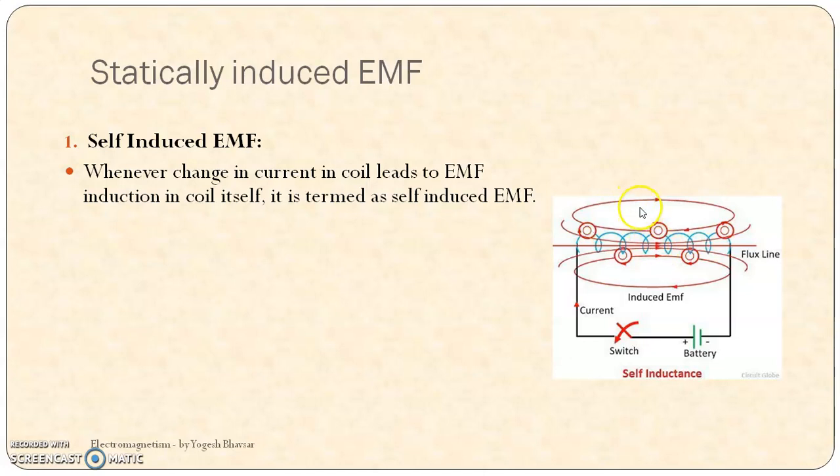The coil which is producing a magnetic field, this magnetic field is changing in nature. We are closing and opening this switch. Then there will be a change in the magnetic field, and due to that changing magnetic field, there will be an induced EMF in the coil itself. This induced EMF is exactly opposite to the supply voltage. Hence it is called self-induced EMF. It means we are giving supply to the coil, and the coil itself induces an EMF. That's why it is called self-induced EMF.